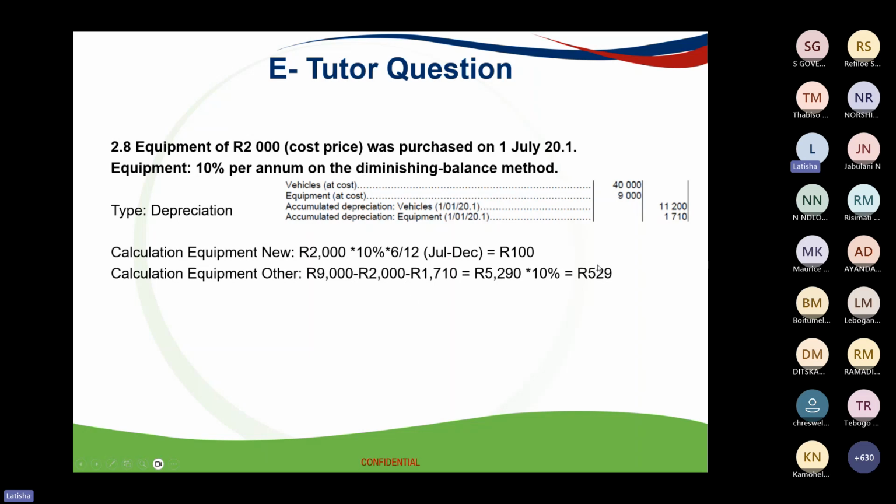So what we have done now is only done the calculation for the new equipment that was bought during the year. But because we have 9,000 at year end, and we know we bought 2,000 during the year, that means that there was 7,000 Rand worth of equipment that we had from previous years. Okay, so that is why I then say now we need to calculate the depreciation for the other equipment, which would be the equipment we had before we bought this new one.